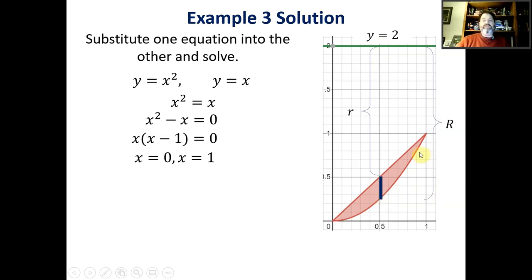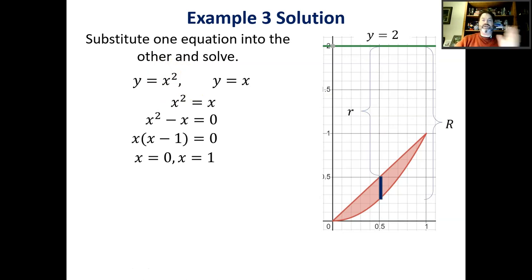So you can see that the outer function, remember when we do the disk, the outer function is the largest radius. And it's always top minus bottom or right minus left. So the top function in terms of y is 2 minus whatever this function is here. Well, we can see that that's y equals x squared.